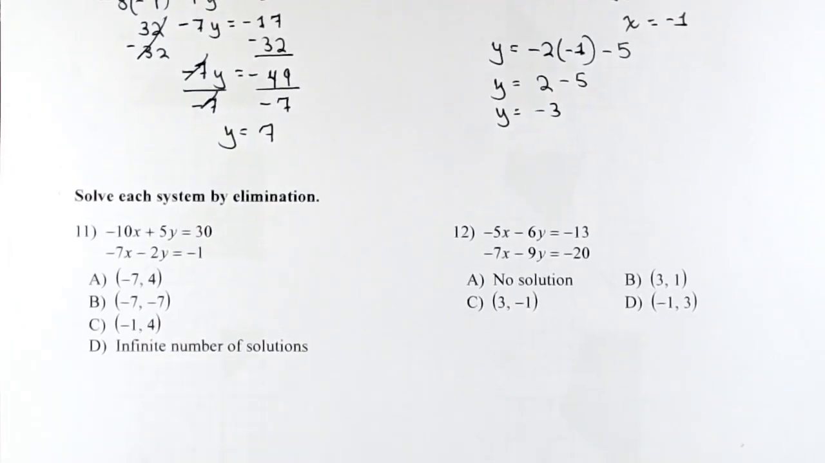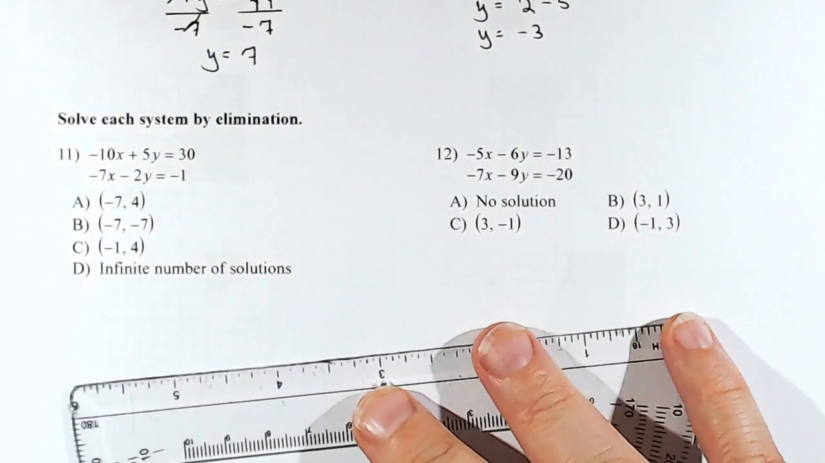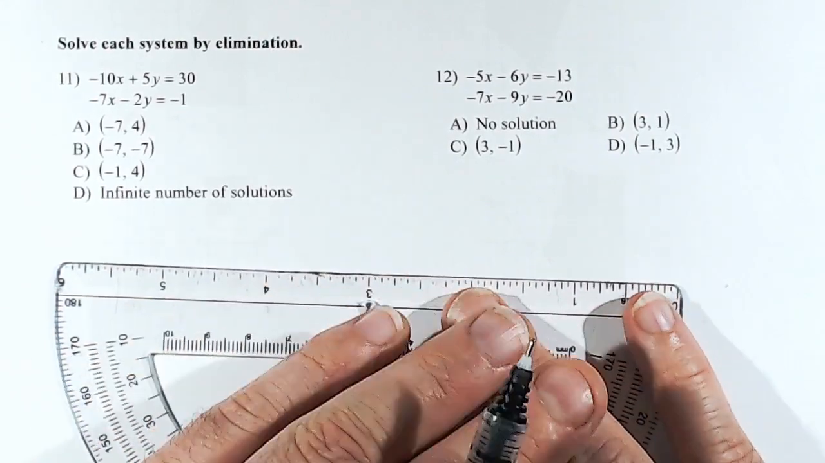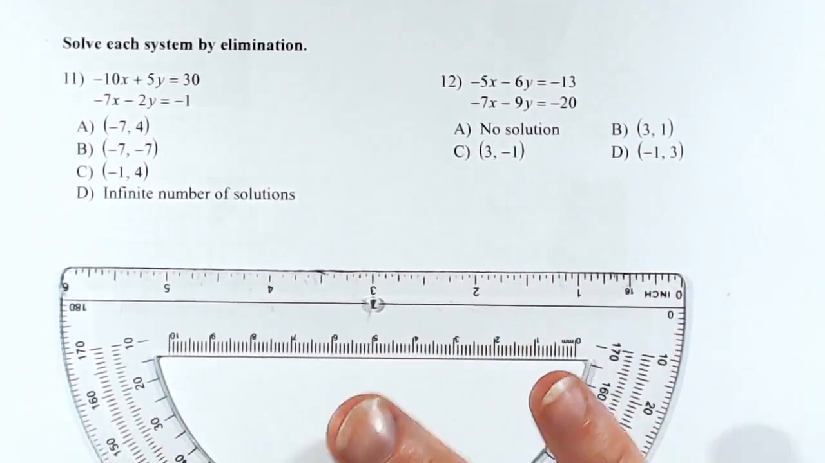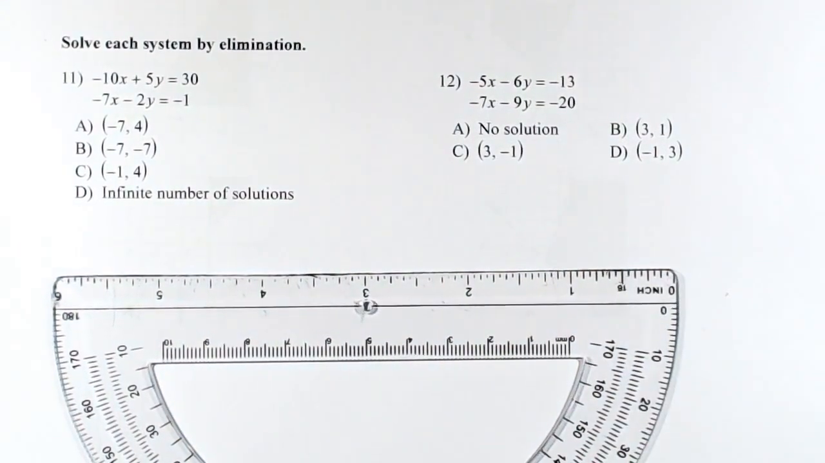Now we'll solve each system by elimination. Now remember, elimination always seems to be a little bit easier than substitution. I don't know why. I like them both about equal. Now, in order to solve a system by elimination, you have to have common coefficients. So the coefficients have to be identical in front of one of the letters.